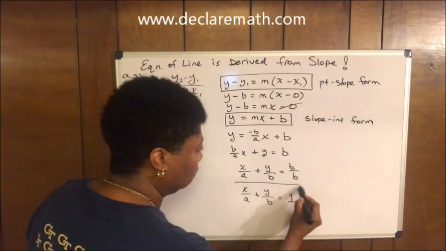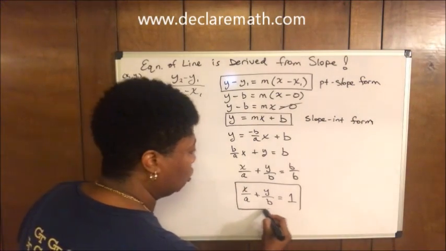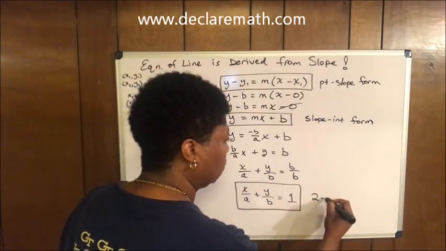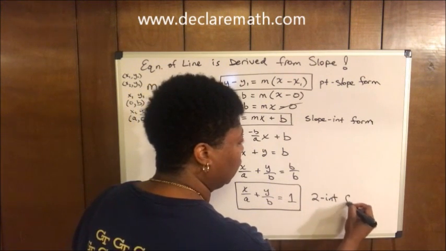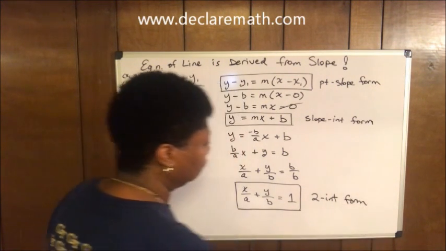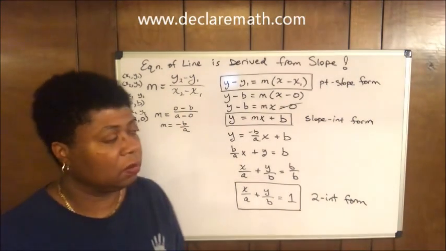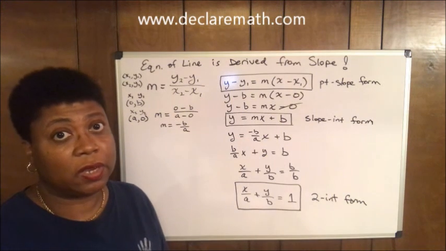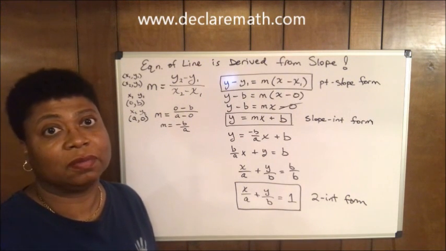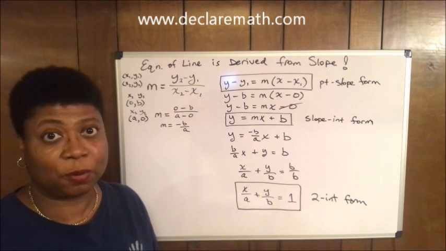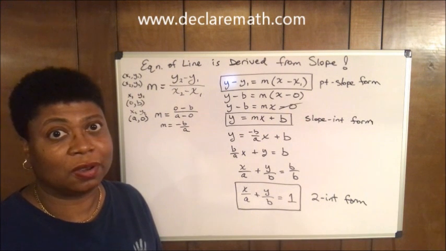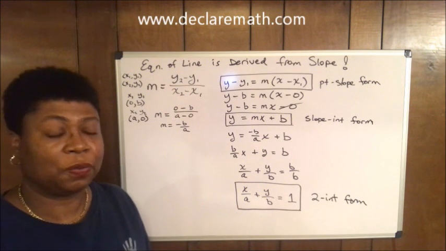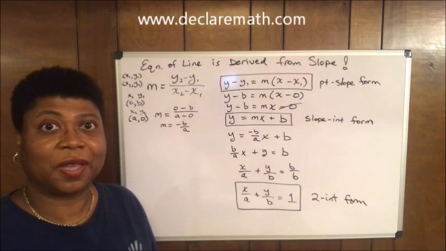And guess what, y'all? That's your two-intercept equation, or that's what they call the two-intercept equation, or it's in two-intercept form. And so this is my demonstration on how all the equations of lines are pretty much derived from the slope. So if you have a firm grasp of the slope, you're going to go places with the equations of lines.